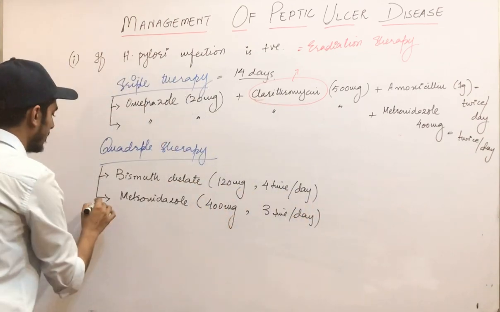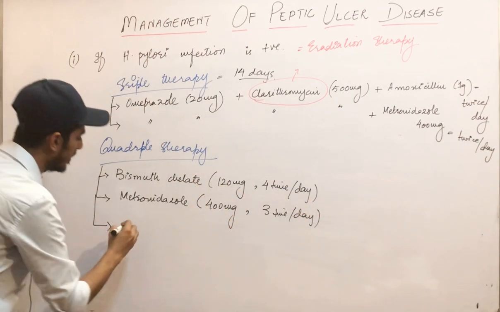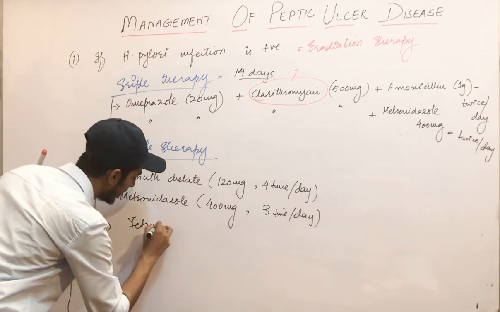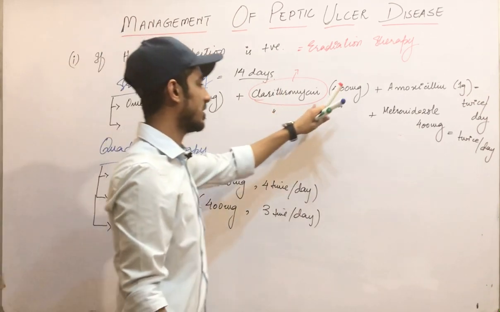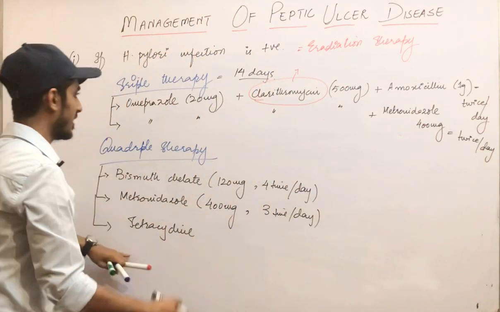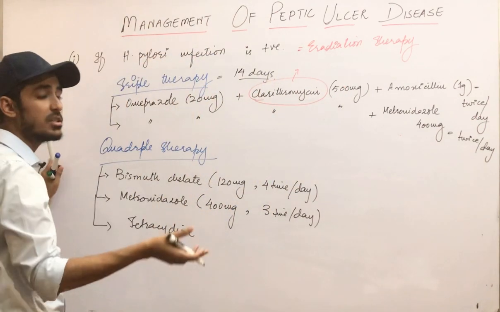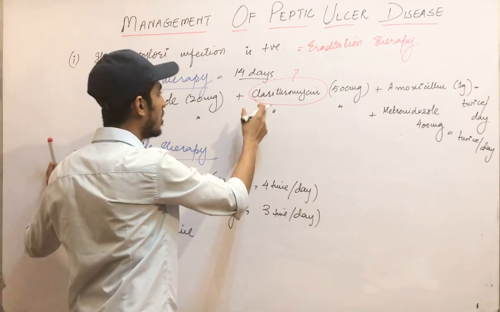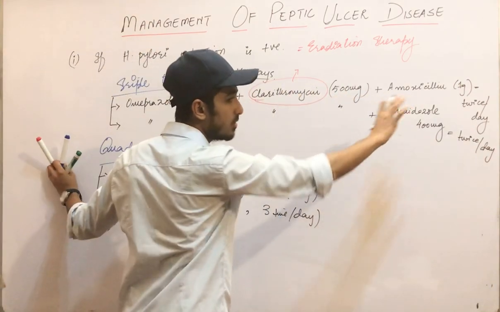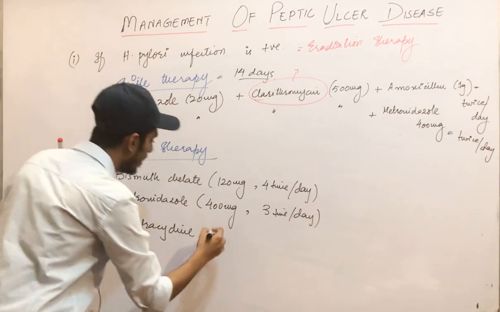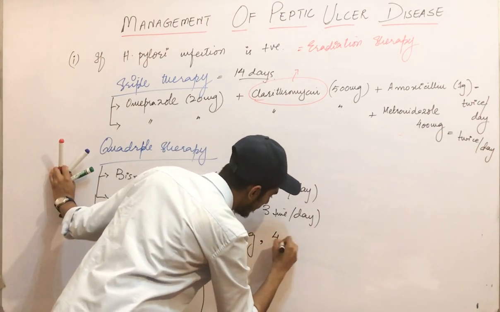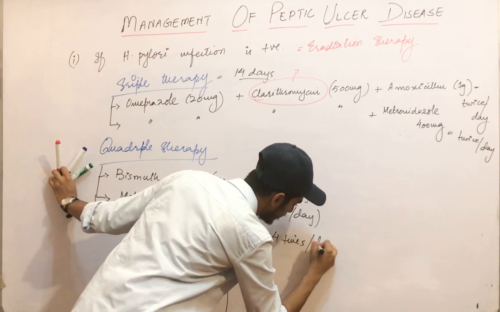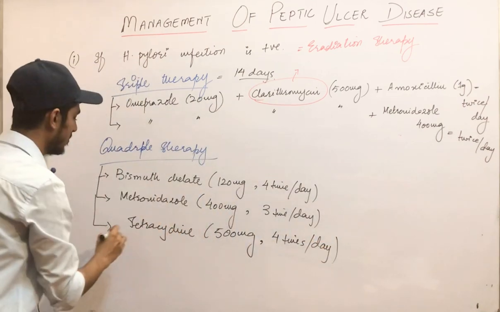This is the second drug. Then the third one, we have here the tetracycline. Here it was clarithromycin. Now the tetracycline has replaced clarithromycin because the patient is resistant to it, or the patient is not responding to that therapy, then we are giving this therapy. Now tetracycline, once again 500 milligram, and it is given 4 times per day. This is your third drug.